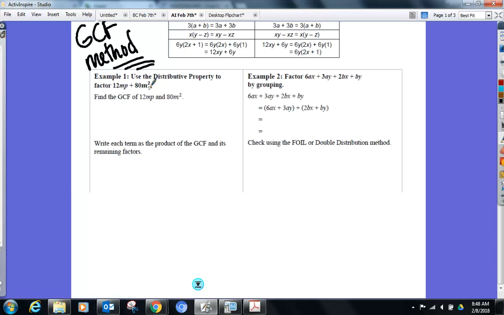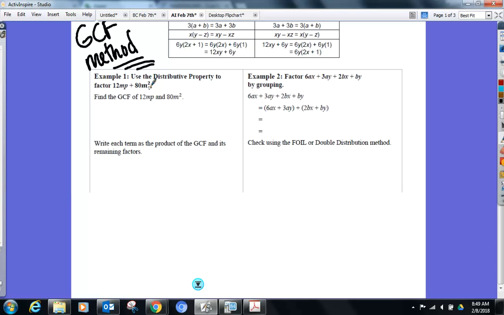This is what you might have had as an answer last week. Now, what did I start with here? Okay. Everyone ready? You start with the numbers, the coefficients out in front. What's the coefficient on 12MP? 12. What's the coefficient on 80M squared? 80. So I'm going to take 12 and 80, and this is your job right now. You find the greatest number that goes into both of them evenly. 12 and 80.